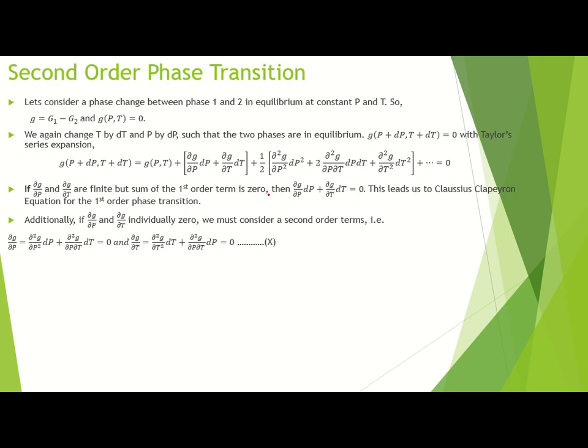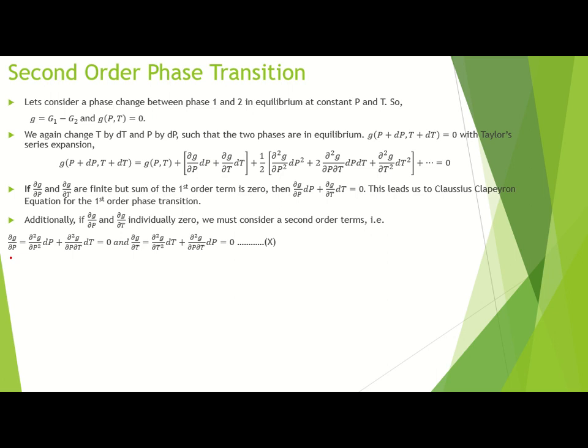equal to 0. Let's say we have a case where they individually are 0, that is the first order derivatives ΔG by ΔP is equal to 0 and ΔG by ΔT is also equal to 0. Then if this is 0, this is 0, then we have to consider the second order term. It is possible that the whole bracket is equal to 0, but if we have individually first order derivative 0, then we have to think about the second order derivative. So in that case we have to express this first order derivative in terms of second order.